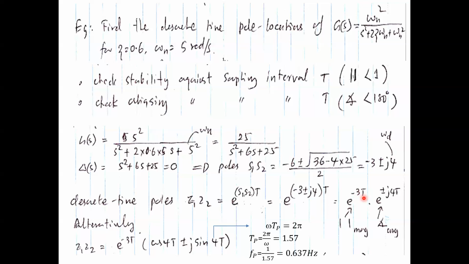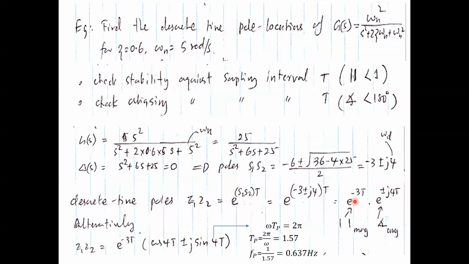So if you have a very small capital T, what will happen? Very small capital T, this will be minus a very small value. So you are getting closer to the unit circle. But if T is very, very big, so you have a very big negative value, then the whole thing becomes very close to 0. So it's a fast decay system.